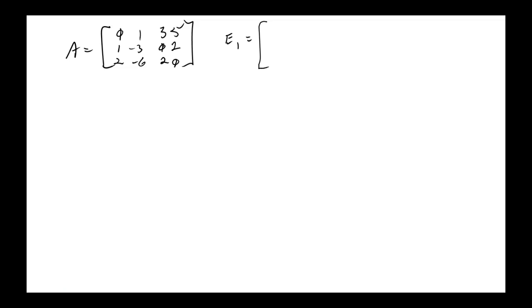But remember, we're multiplying the elementary matrix on the left. So the number of columns in E has to equal the number of rows in A. Remember, E is an N by N, multiplied by A, which has to be N by something. So that starts with a 3 by 3.